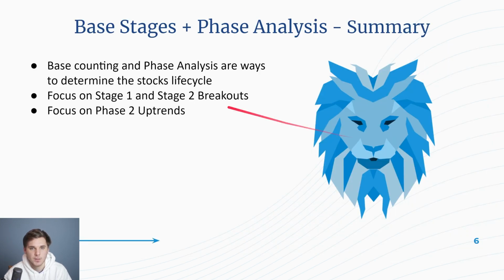So in terms of a summary of base stages and phase analysis, base counting and phase analysis are two ways to determine the stock's life cycle. And we want to focus on stage 1 and stage 2 breakouts, which are more early stage. And we also want to be focused on phase 2 uptrends. That's when the majority of the greatest winning stocks of all time made their strong advances.